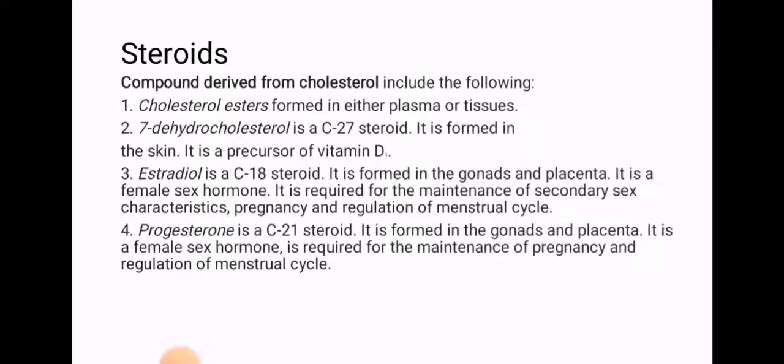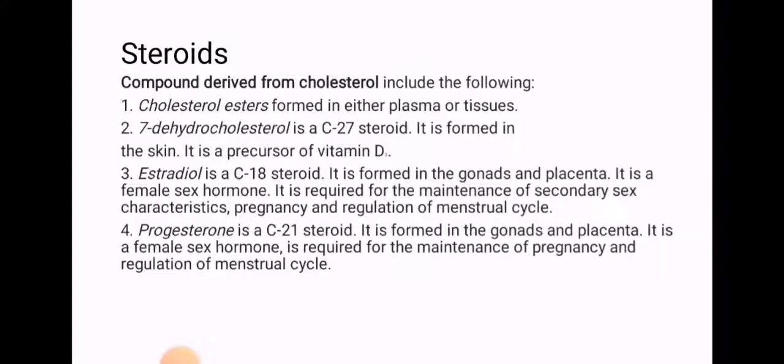So compounds that can be derived from the cholesterol include the following. Cholesterol esters, which are formed either in plasma or tissues, and 7-dehydrocholesterol, a C27 steroid. It is formed in the skin and is a precursor of vitamin D. It is also called a precursor hormone. Then estradiol is an 18 carbon steroid. It is formed in the gonads and placenta. It is a female sex hormone. It is required for the maintenance of the secondary sex characteristics and also pregnancy and regulation of the menstrual cycle.